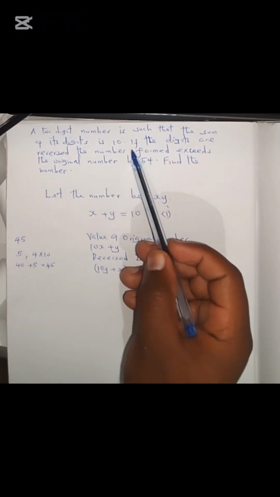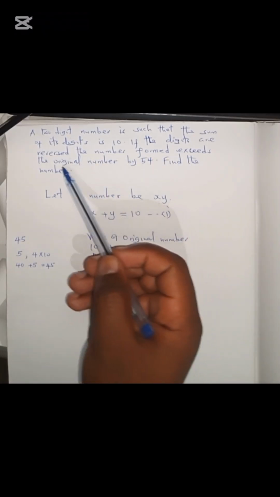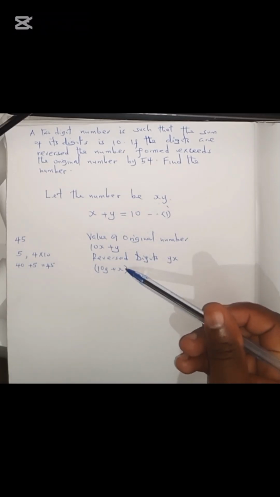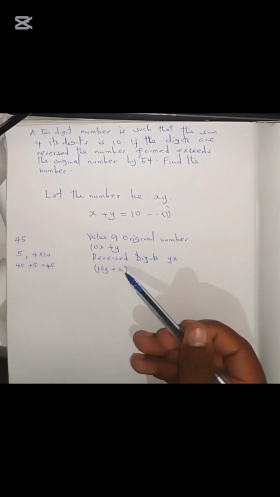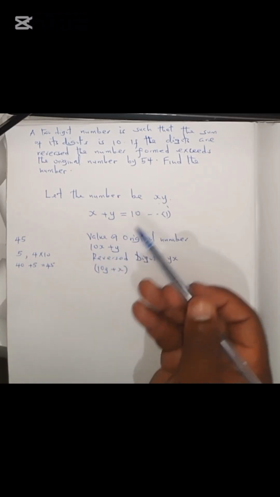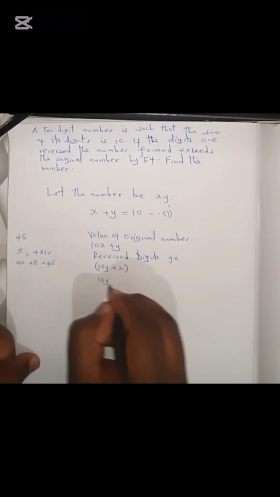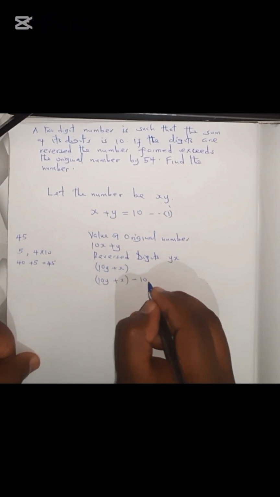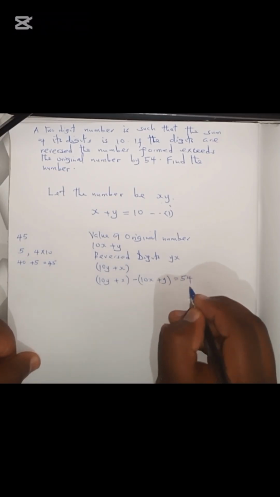So we are told here that if the digits are reversed, the number formed exceeds the original number by 54, meaning this new number here is going to be greater than the original number by 54. And that means if we take this minus this here, then we should get 54. So what we are going to do next is to take the number formed, which is 10y plus x, minus the original number, which is 10x plus y, should give you 54.